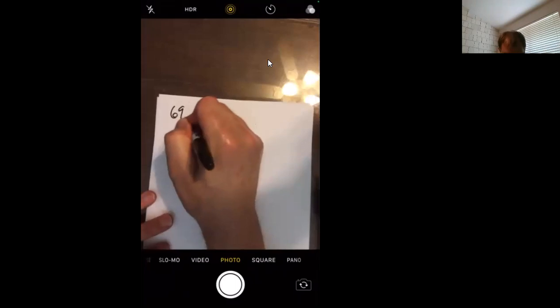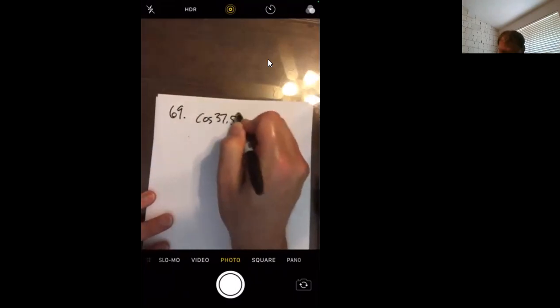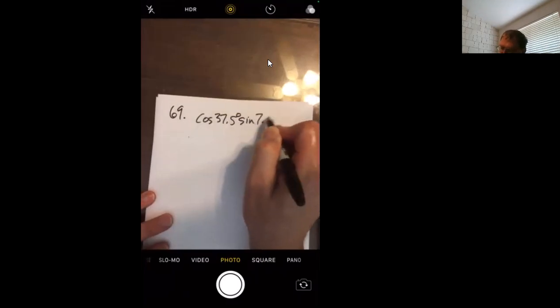How about one like 69? Man, there's a lot of little sections in this section here. A cosine of 37.5 degrees, a sine of 7.5 degrees. Back to product of a cosine times sine, that'd be number 2 here.